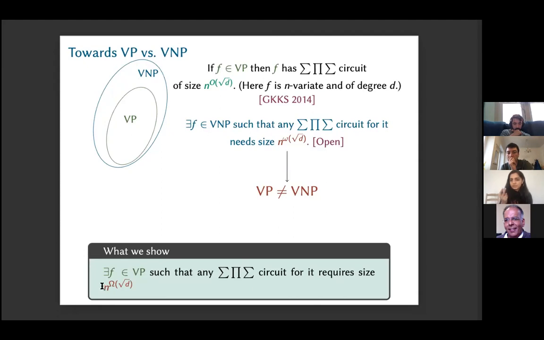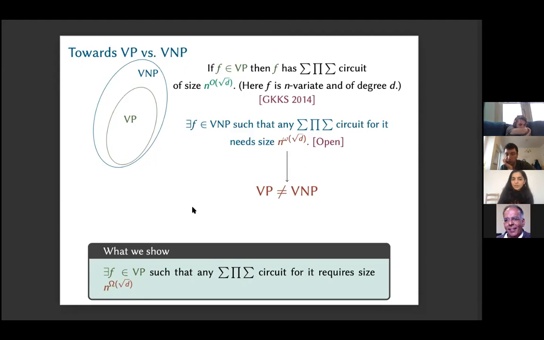So there are two places where we fall short. Our polynomial, the hard polynomial, is hard with respect to the right kind of model. Yeah, this is the model we want to defeat. So there we are good. But our polynomial, unfortunately, is in VP. We want it to be in VNP.